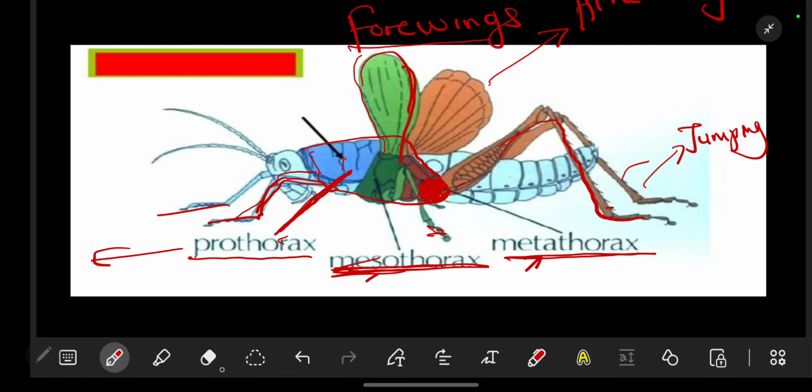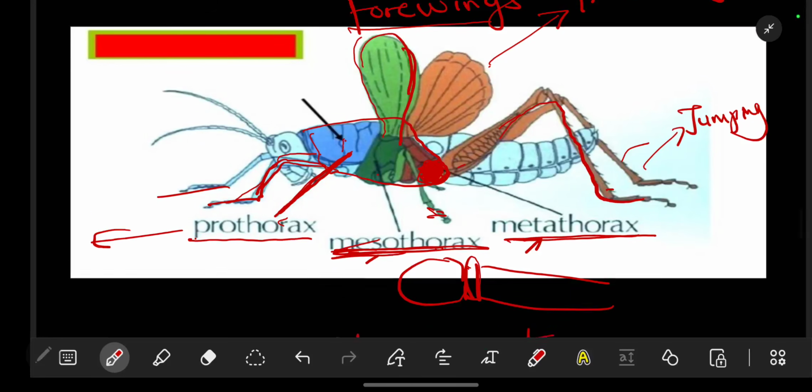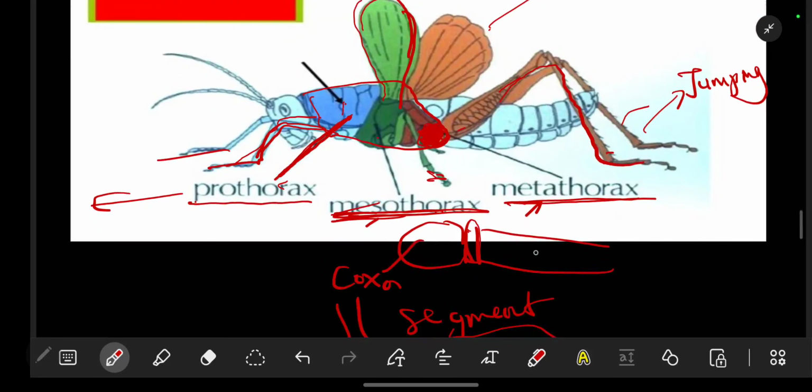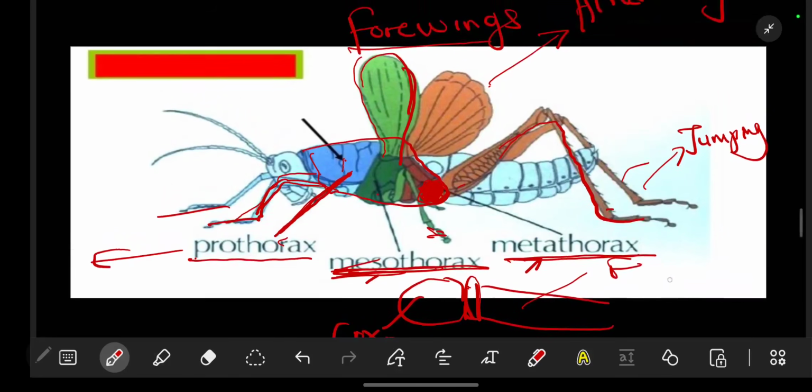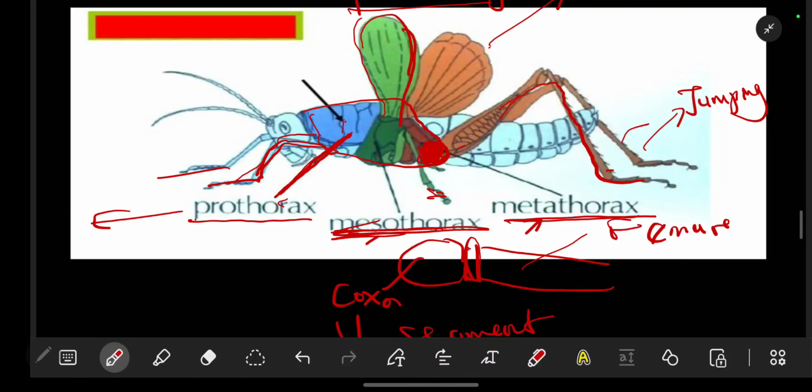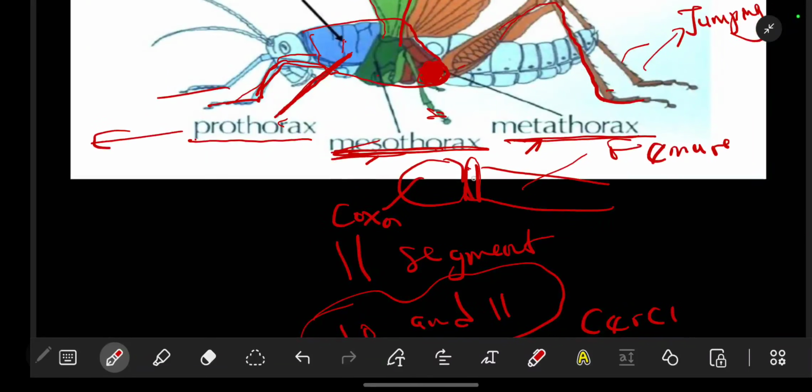Then the trochanter. Remember, the trochanter is the layer between. So let's say this is the coxa, the trochanter will be there. The trochanter is useful in the connection of the coxa, which you can already see, and the femur. So the femur and the coxa are attached by a layer that we refer to as the trochanter. This trochanter is useful as it forms a small joint. Due to this small joint, it also helps in the flexing and bending of the insect.